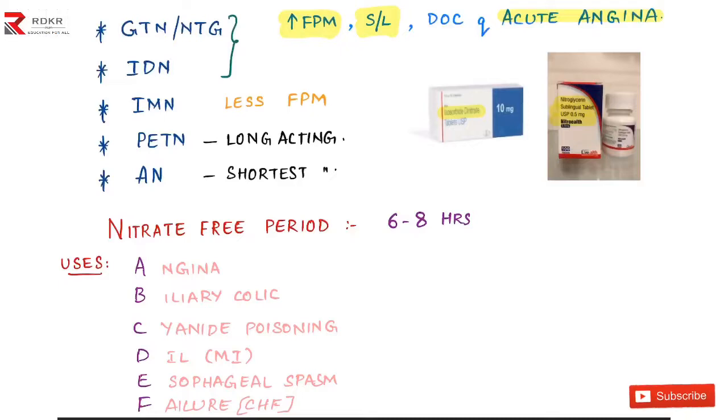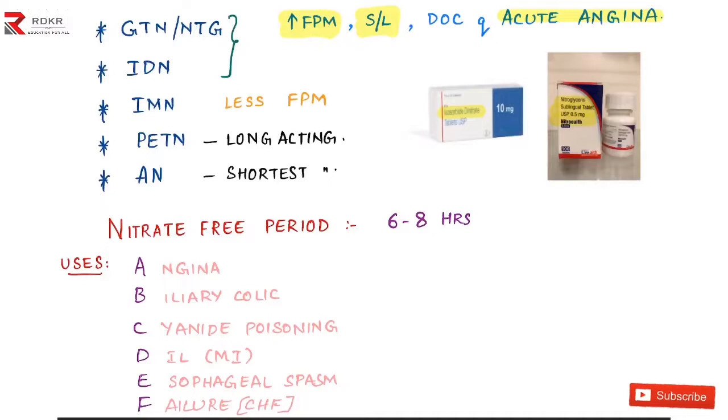That is, A for angina, we can use the nitrates in angina, biliary colic, cyanide poisoning, the most important topic. And D for DIL, DIL means heart, that is myocardial infarction, just a way to remember. E for esophageal spasm, and F for failure, that is congestive heart failure. In the previous video of the congestive heart failure, we have discussed how nitrates were used in the CHF. Okay, and here out of all these, the most important is the cyanide poisoning.